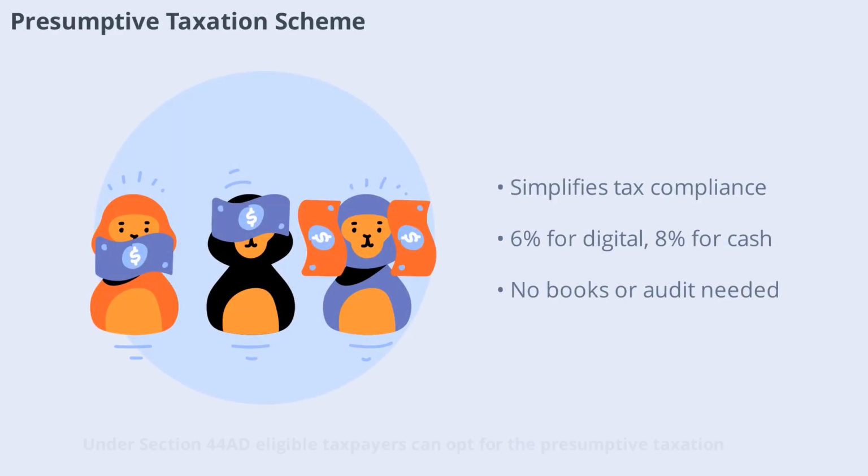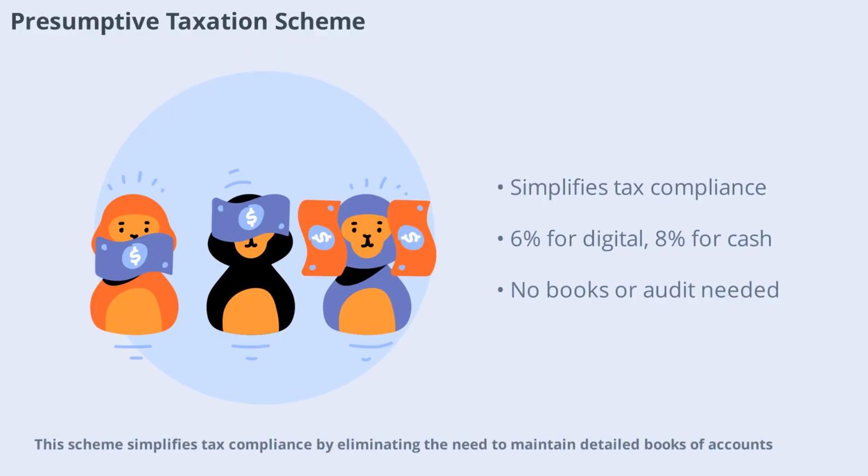Under Section 44AD, eligible taxpayers can opt for the presumptive taxation scheme if their turnover does not exceed Rs. 2 crore, now Rs. 3 crore with 95% digital receipts. Profits are declared at 6% of turnover for digital receipts or 8% for cash receipts. This scheme simplifies tax compliance by eliminating the need to maintain detailed books of accounts and allows for a single advance tax payment by March 15 of the financial year.